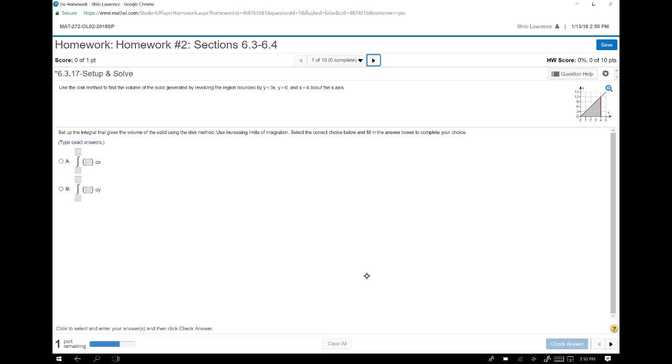The first thing they want you to do is set up the integral that gives the volume of the solid using the disk method. Now this one specifically, because they're asking you to set up the integral, you have to use the method that they're saying.